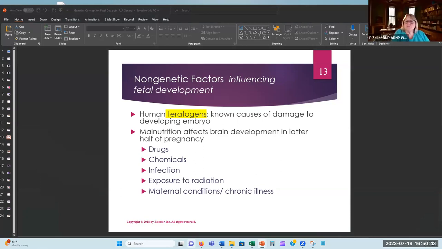All right. So the term teratogen, however you want to pronounce it, refers to substances that are damaging to a fetus. So it could be chemicals, pollution, infections, radiation, chronic illnesses, drugs. Teratogens are just the substances that will damage a fetus. That's what we call it. You're not going to be asked that on one of the exams.